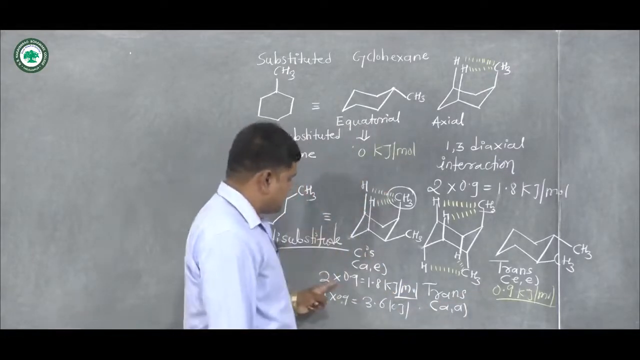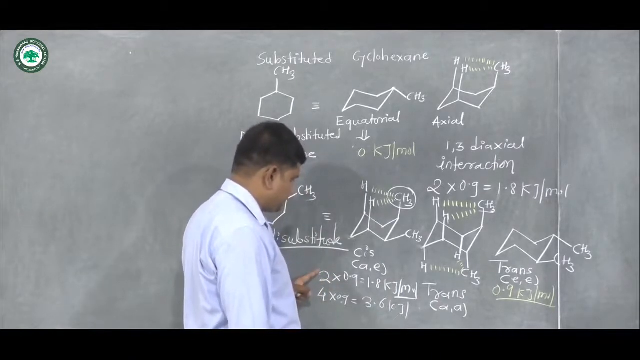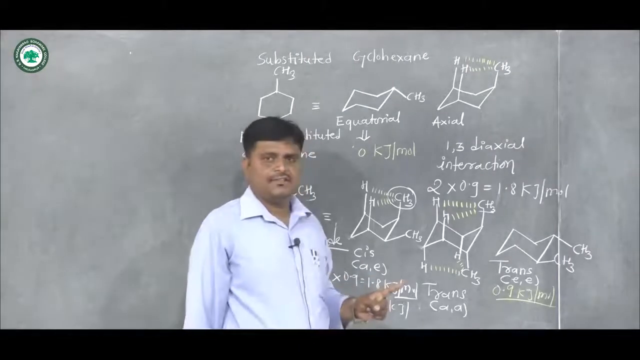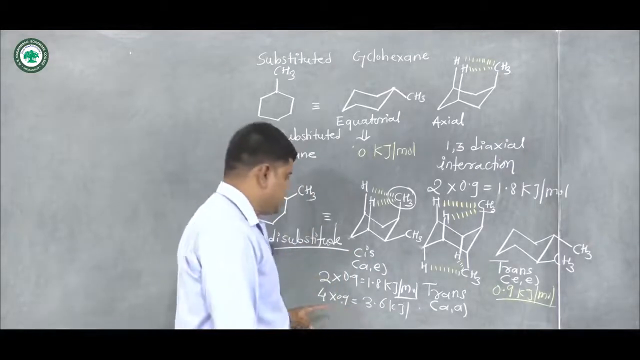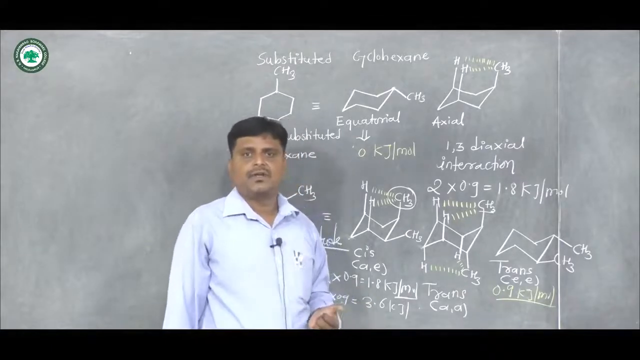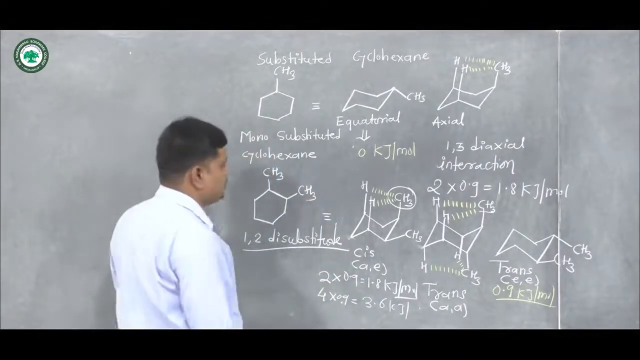The next one, second position, is cis axial equatorial. Why? Because its energy is 1.8. And last, the more energetic, highly unstable structure is trans axial, and its energy is 3.6. Okay, so here we try to write its stability order.